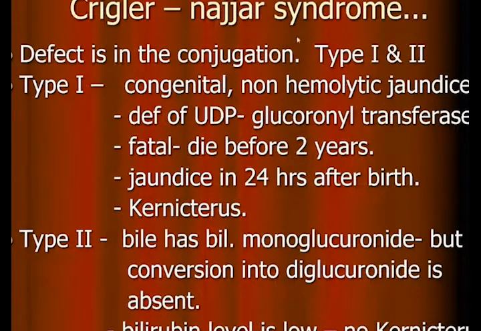Then Crigler-Najjar syndrome has got two types, type 1 and type 2. In the conjugation, I told you, there is a first step and a second step. If the first step is deficient, type 1 is congenital non-hemolytic jaundice, with deficiency of UDP glucuronyl transferase, and here the child will die before 2 years.